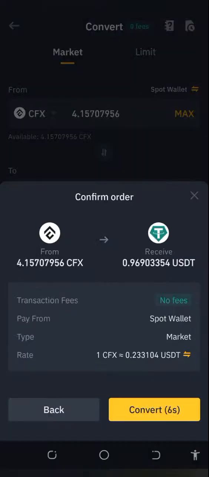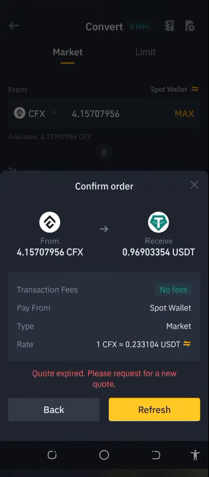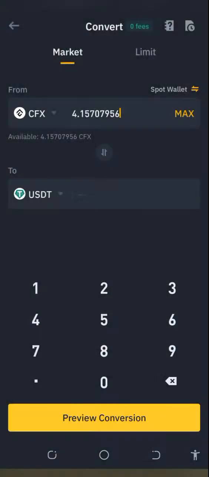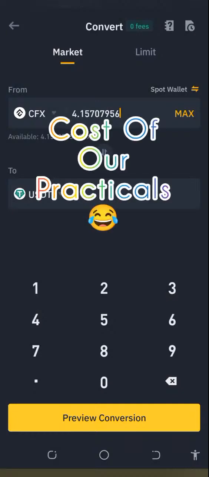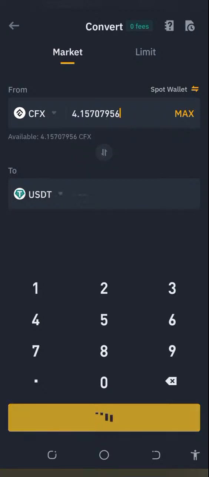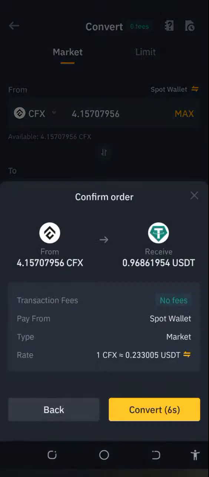I was too much in a hurry to get that back. Oh, we lost 4 cents. Is it 4 cents? Or about 3 cents thereabouts. Anyways, that's just it. Let's just take it as the cost of our practicals, right? It's the cost of our practicals. We got to learn some things.